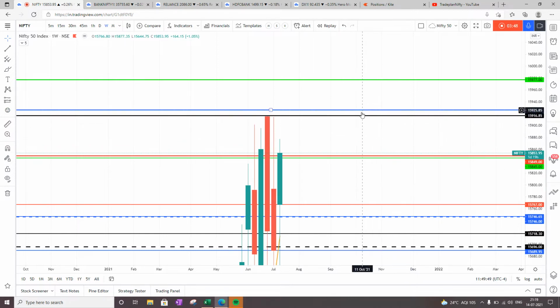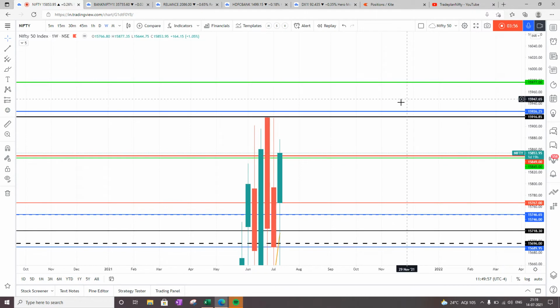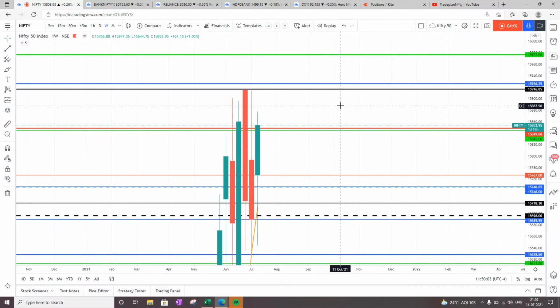So 15,920 or 15,930 is a very good resistance for the market. Before the market goes to 16,000, it has to cross this particular hurdle comfortably, and that is where the real money will come into play.